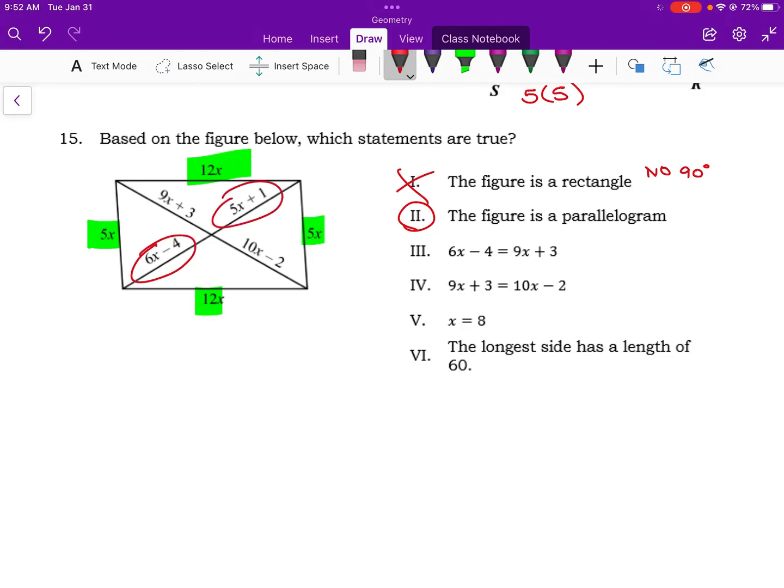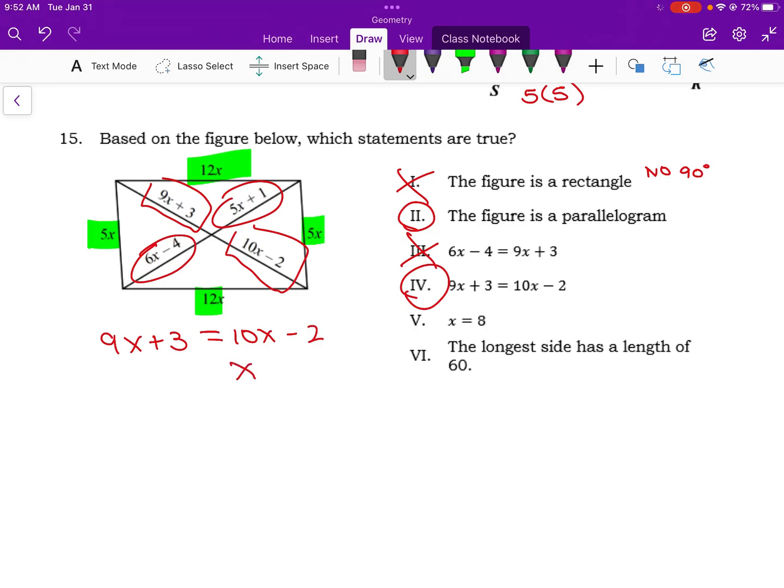So this guy should equal this guy. That's not what this one's saying, though. 6x minus 4 should equal 5x plus 1. Not 9x plus 3. And then this one, 9x plus 3, should equal 10x minus 2, which we're seeing here. Cool. Let's go ahead and solve it to see if that is what I actually get for x.